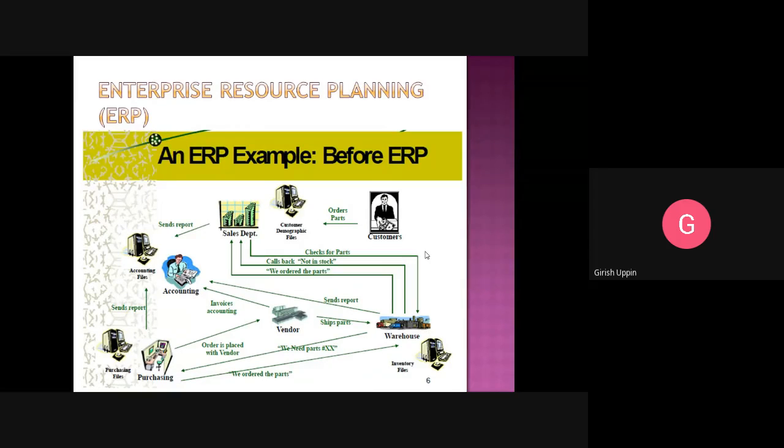This is an example where we have all the functionality of the organization without having an ERP. Meaning, how the system will work without having an ERP system. So what happens? The customer wants certain parts. He orders the parts. The customer information will be stored here, all the customer details and whatever order he wants, everything will be stored.